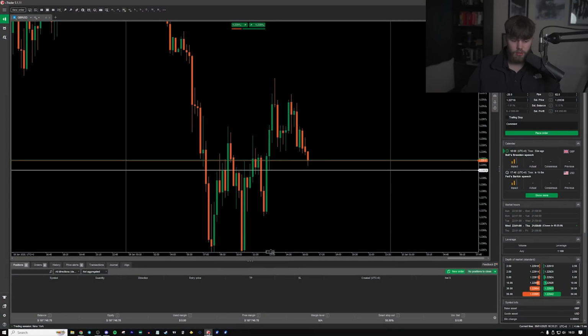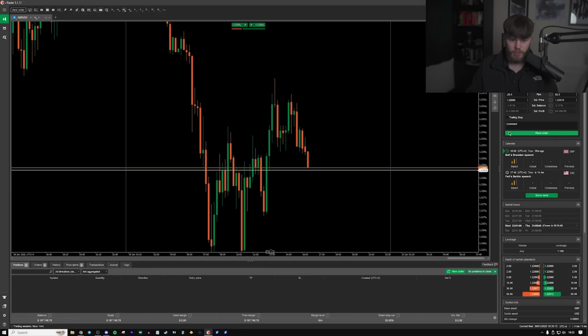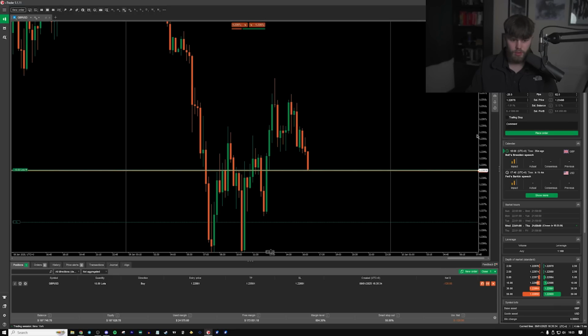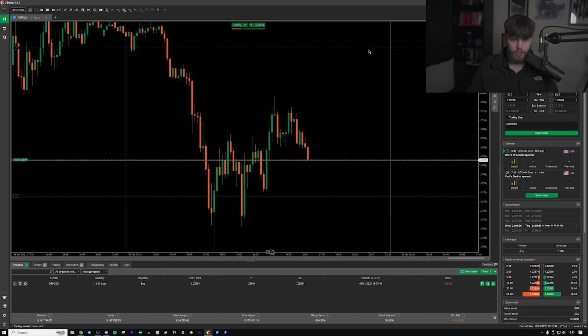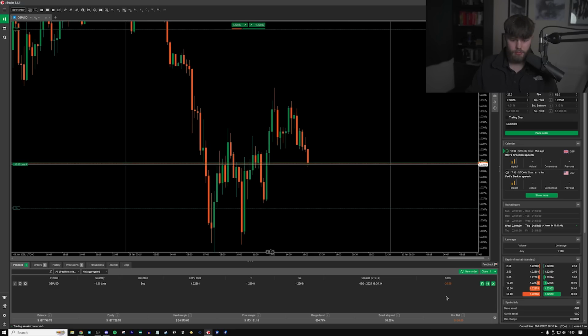We are very, very close now to the entry. A matter of pips, 2 or 3 pips away from our entry point. Okay, here we go. Around a pip away from the entry point now. Okay, so trade entered. And obviously if we lose, minus 2k. And if we win, plus 6k. So we are in the trade.